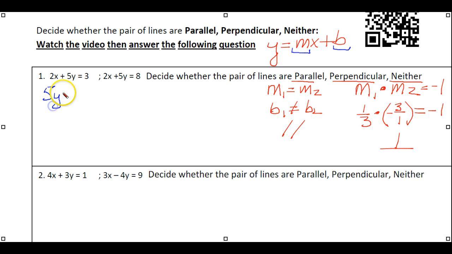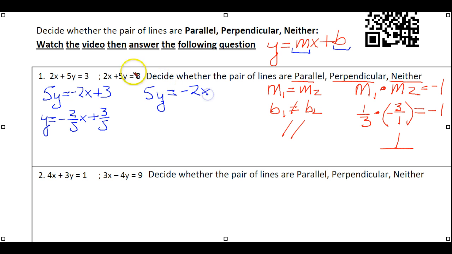So 5y equals, bring this over, -2x plus 3. Divide everything by 5. So we get y equals a -2/5 x plus 3/5. And this one, 5y equals, bring your 2 over, -2x plus 8. Now divide everything by 5. Y equals a -2/5 x plus 8/5.